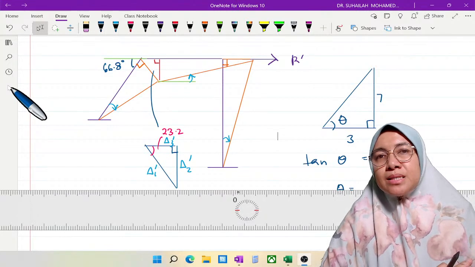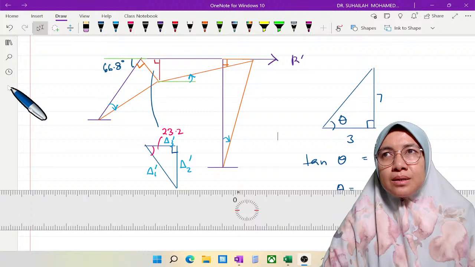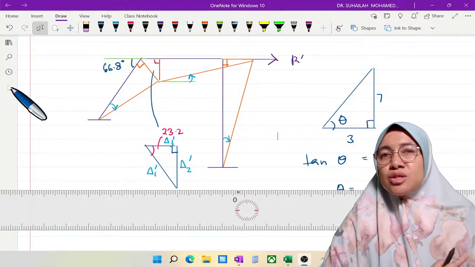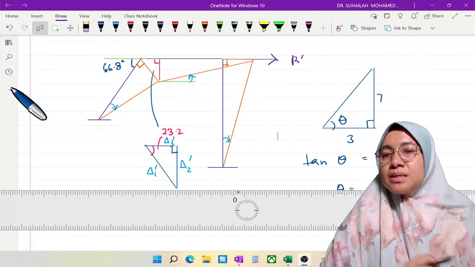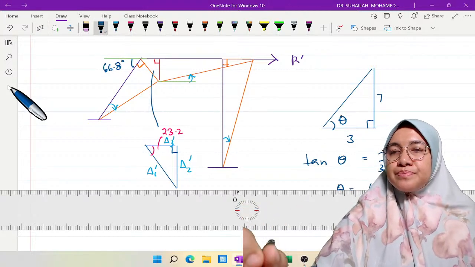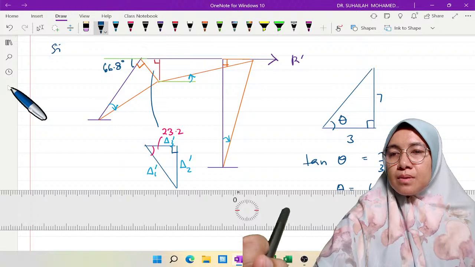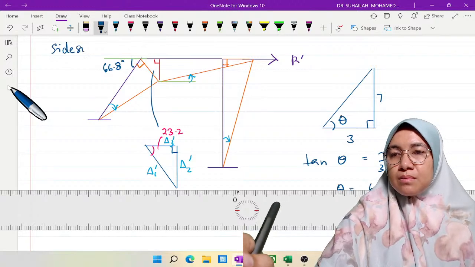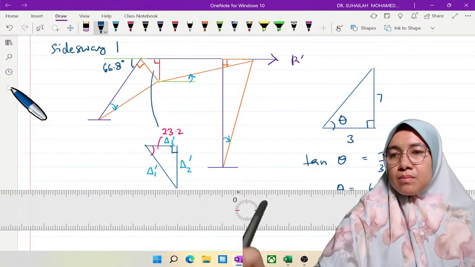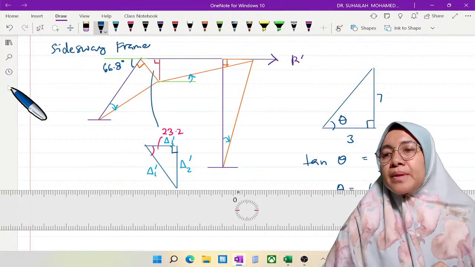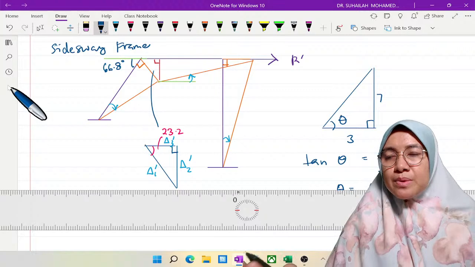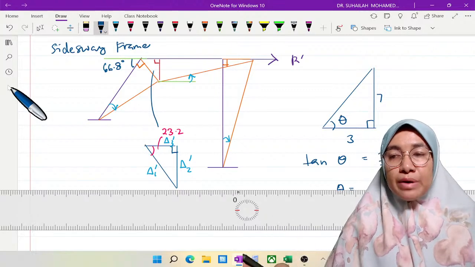We will analyze the Sidesway frame. Sidesway frame means table number 2. Okay, this is the Sidesway frame. I have actually drawn this diagram. This is the Sidesway frame.